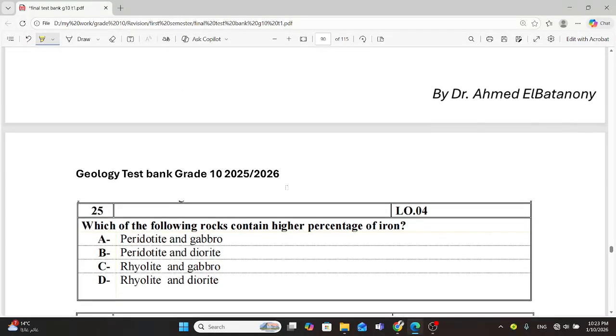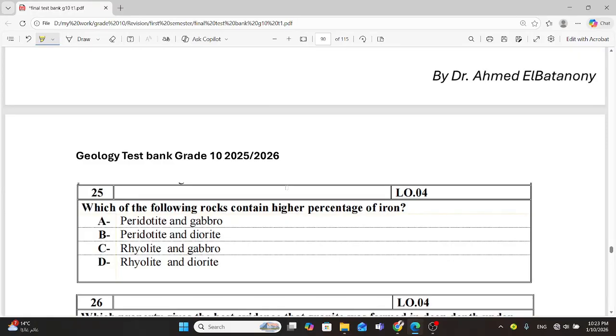Next, question 25: which of the following rocks contain a higher percentage of iron? Peridotite and gabbro, peridotite and diorite, rhyolite and gabbro, or rhyolite and diorite? Higher percentage of iron: peridotite, and with it gabbro. Gabbro is higher, peridotite is the highest, and then gabbro.